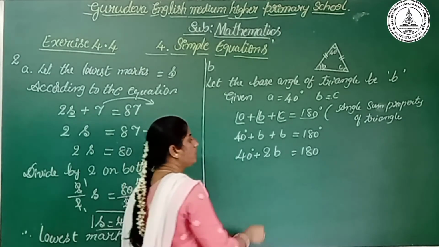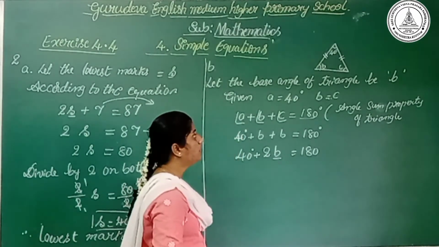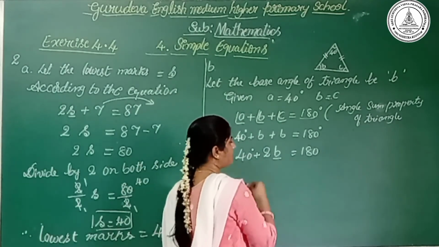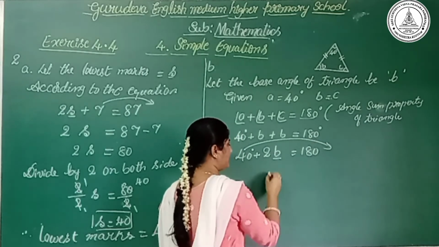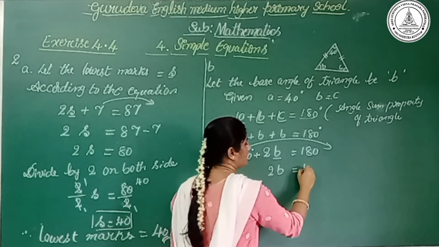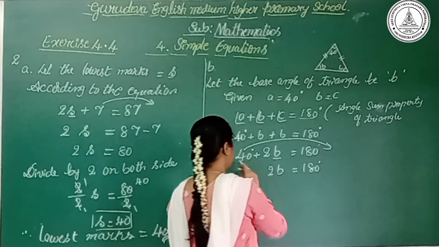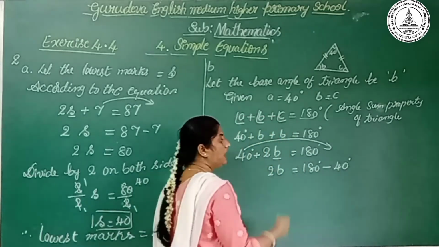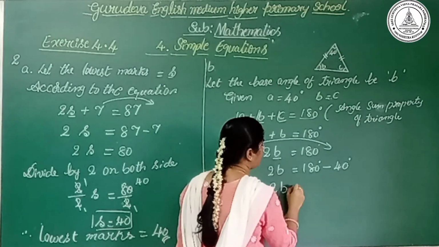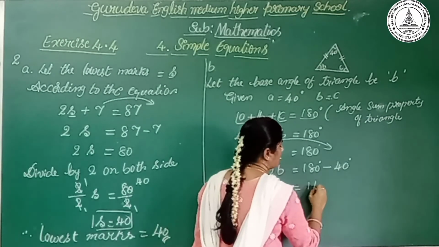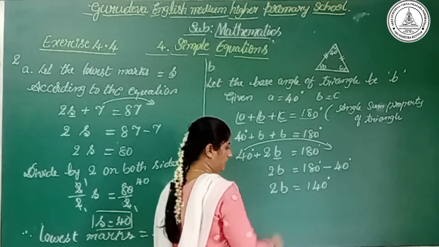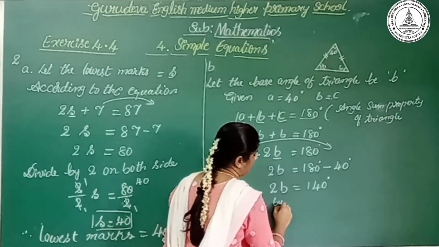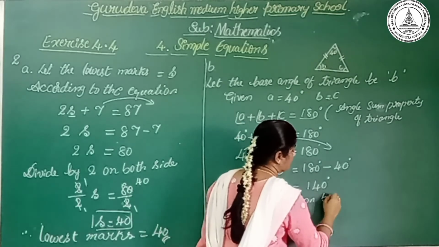Now we want to find the base angle of the triangle. Let's transpose 40 degrees to the right hand side. Then 180 degrees plus 40 becomes minus 40 after transposing to the right hand side. The remaining is 2B is equal to 180 minus 40, that is 140 degrees. Then divide by 2 on both sides.